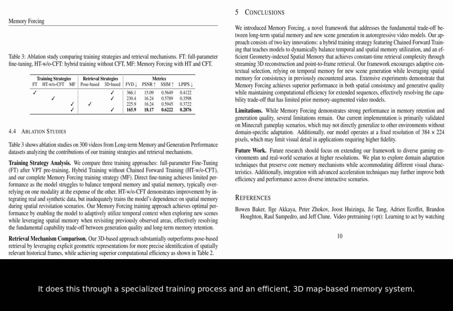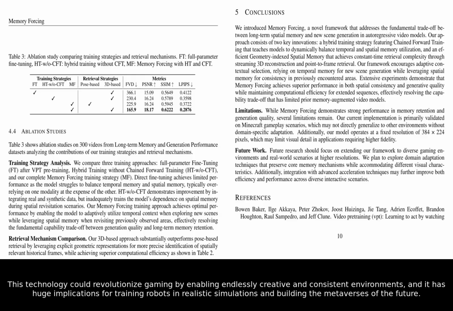It does this through a specialized training process and an efficient, 3D map-based memory system. This is a significant step towards creating truly persistent and believable AI-generated worlds. This technology could revolutionize gaming by enabling endlessly creative and consistent environments, and it has huge implications for training robots in realistic simulations and building the metaverses of the future.